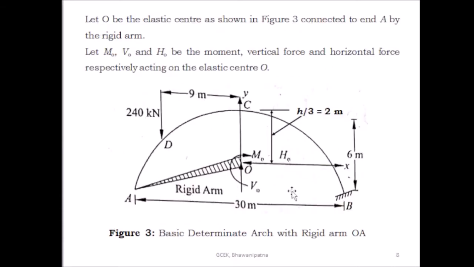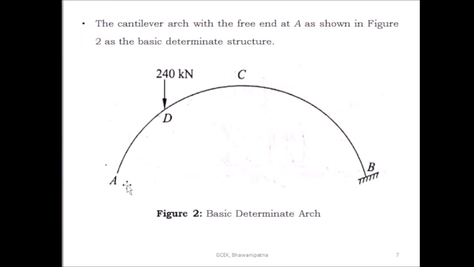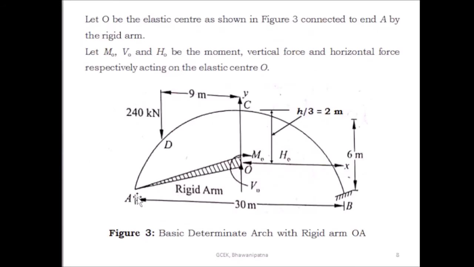Then, what are the redundants VA, HA and MA? After connecting the rigid arm between A and O, where O is the elastic center, what is the vertical reaction, horizontal reaction and moment at O? After getting this VO, HO and MO, we can find out VA, HA, MA, and similarly VB, HB and MB, and at any section you can find out the moment after knowing VO, HO and MO. So this is the fixed arch and this is the rigid arm.